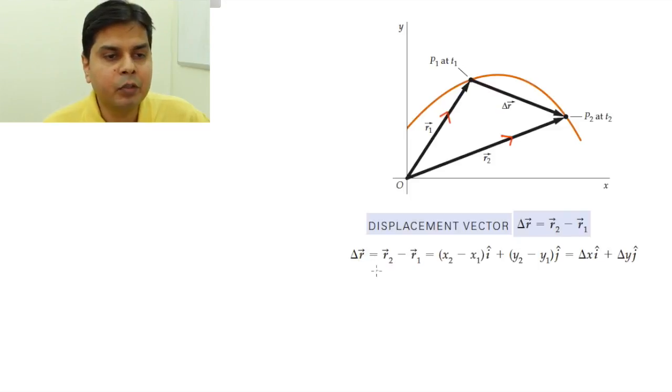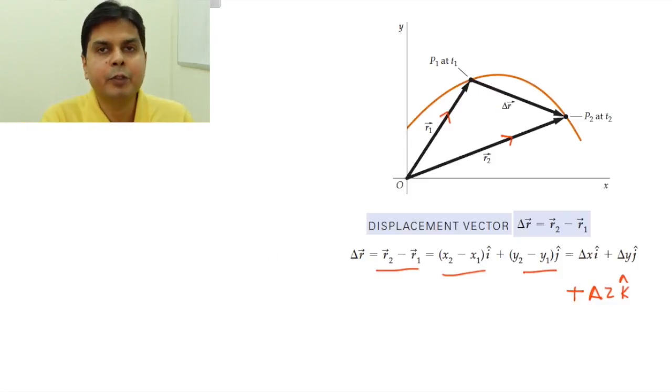The same thing I can write in x and y terms also. So delta r is equal to r2 minus r1 is equal to (x2 minus x1) i, where i is the unit vector in this direction and j is the unit vector in this direction, plus (y2 minus y1) j. So x2 minus x1 I can write as delta x i plus delta y j. Suppose this motion is going on in three dimensions. So in addition to i and j, I will have a k component also, and this will become plus delta z k.